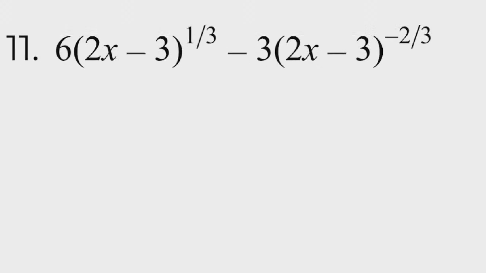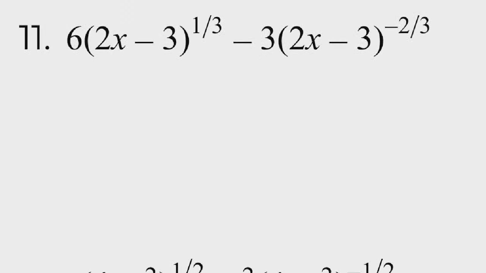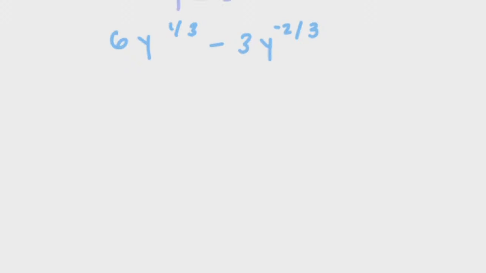In number 11, we're going to use the same method. If it helps, I'm going to replace 2x minus 3 with y. So I'll show you this method for this problem and then another method in the next one. So I'm just setting y as 2x minus 3. So this will become 6y to the 1/3 minus 3y to the negative 2/3, sorry. So this is going to be my new problem.